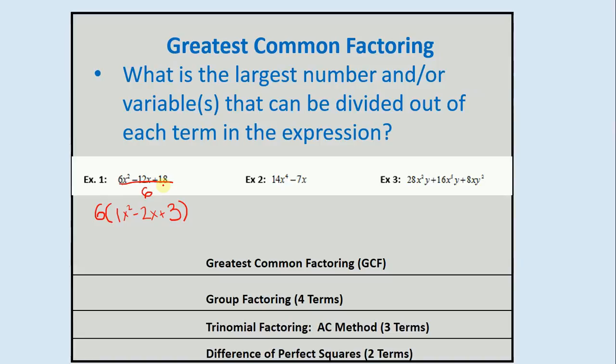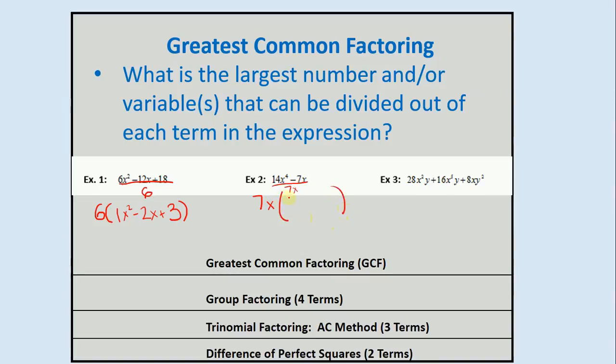Let's look at this second example here. It looks like the biggest number I can divide into 14 and 7 is a 7. Now if I look at the x's, this guy has 4 x's to give. This guy has 1. So the largest number of x's that I can divide out of both of them is 1x, right? So it looks like my greatest common factor of 14x to the 4th and negative 7x is just 7x. So what I need to think in my head is I need to divide by 7x.